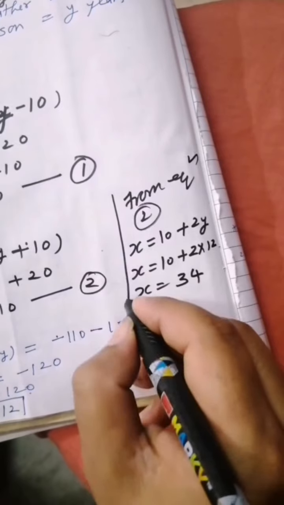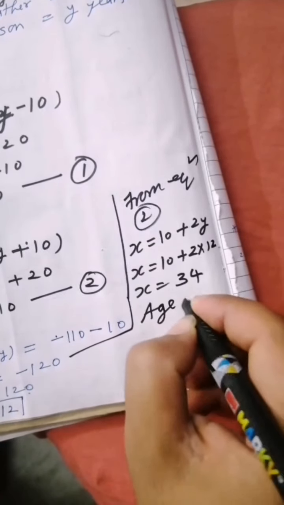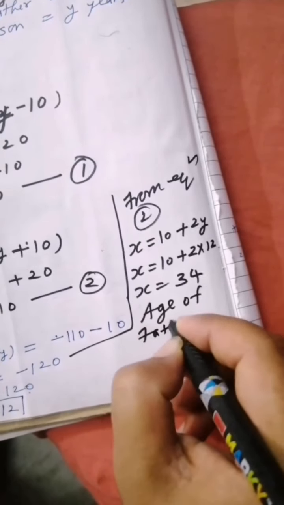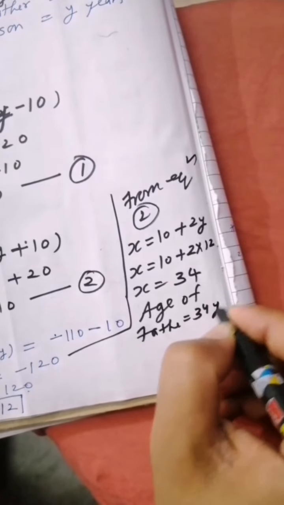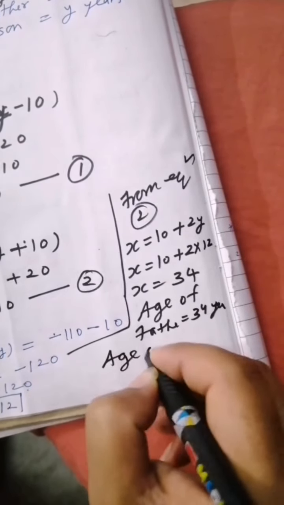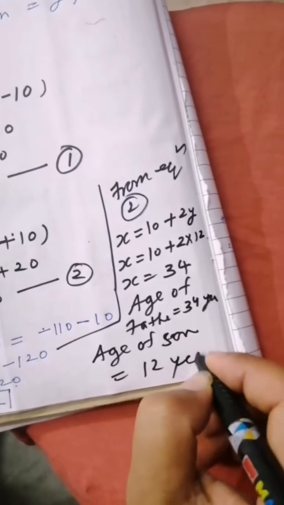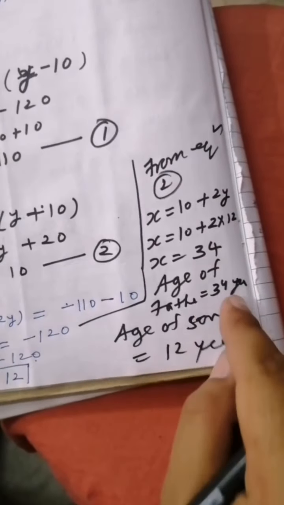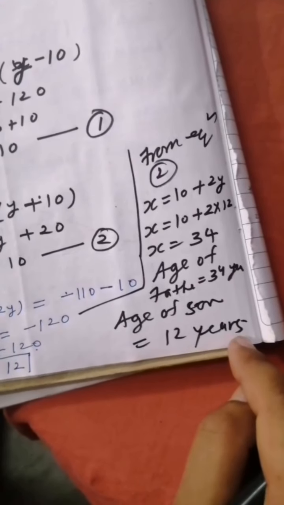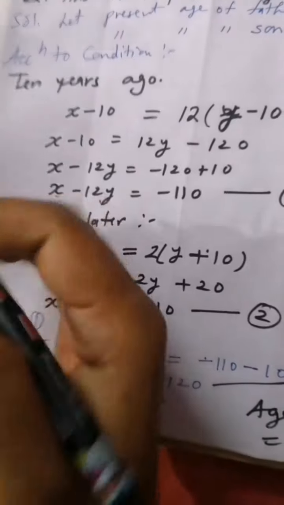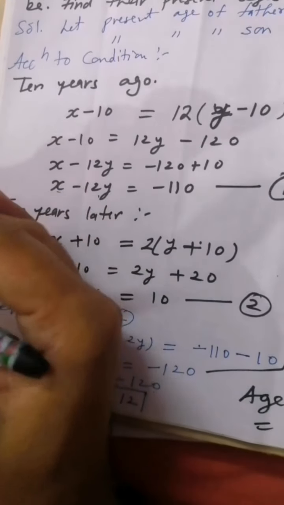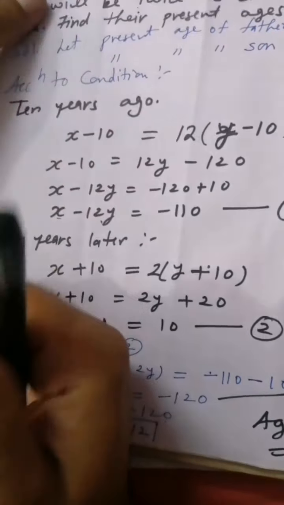So here we can write: age of father equals 34 years and age of son equals 12 years. So by using this method you can see age of father equals 34 years, age of son equals 12 years. By using this method you can form the equations which are based on age.